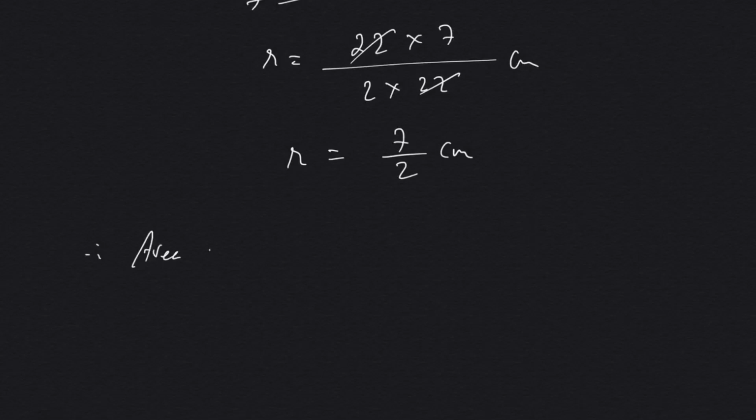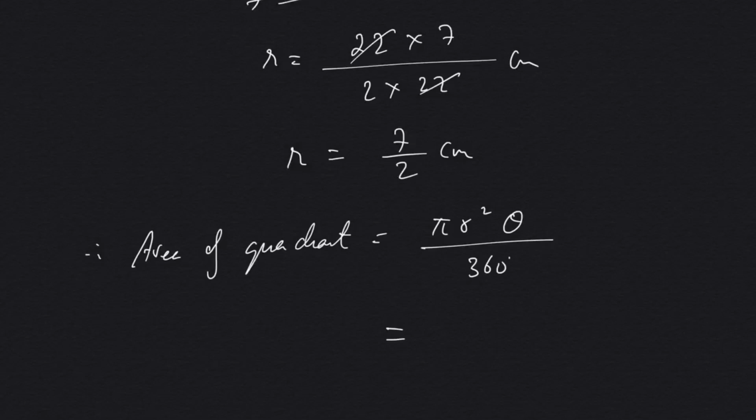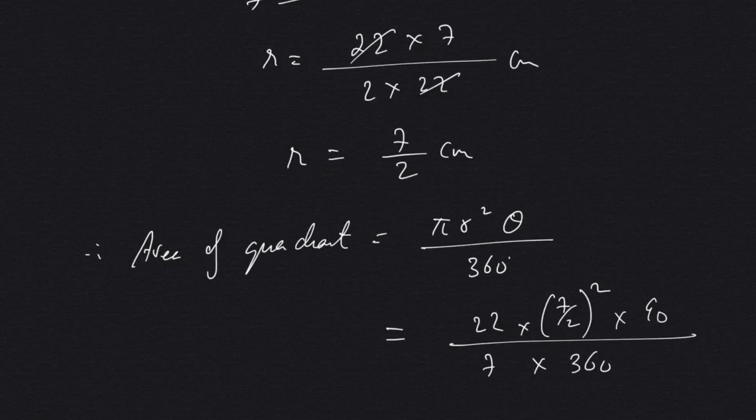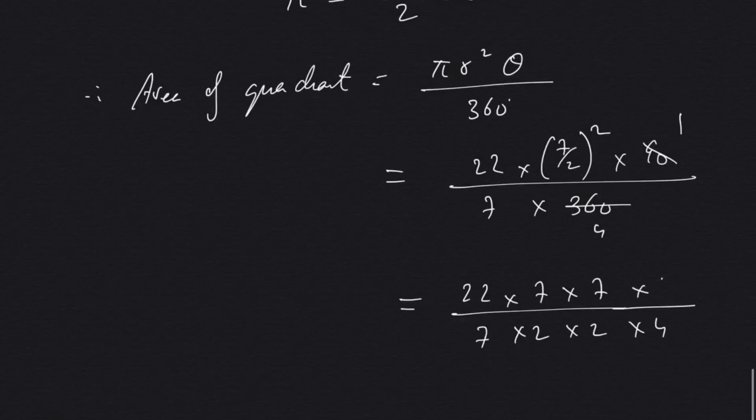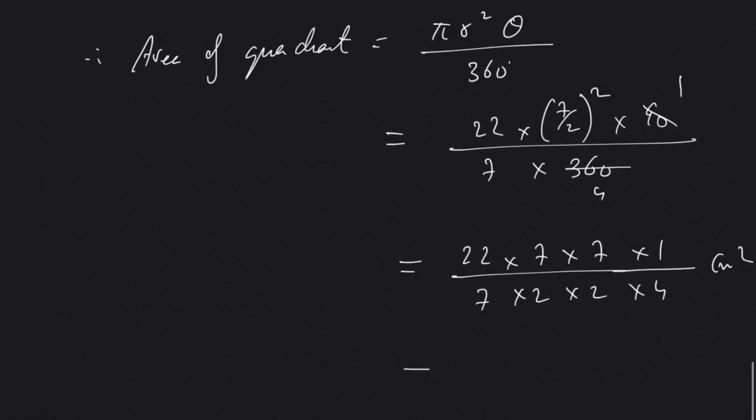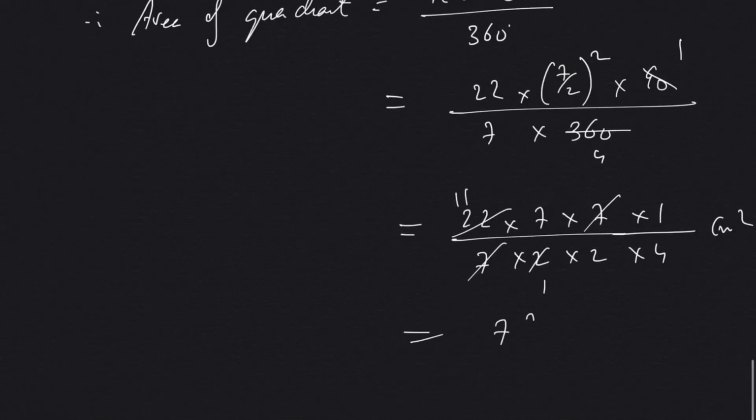So now we can have the area of quadrant. We will just use the sector formula, because a quadrant is also a sector. So 22 by 7 into radius 7 by 2 square. Theta is the central angle, that is 90 degrees, so 90 by 360, that is 1 by 4. So 22 by 7 into 7 by 2 into 7 by 2 into 1 by 4, centimeter square. So that will be 77 by 8 centimeter square.